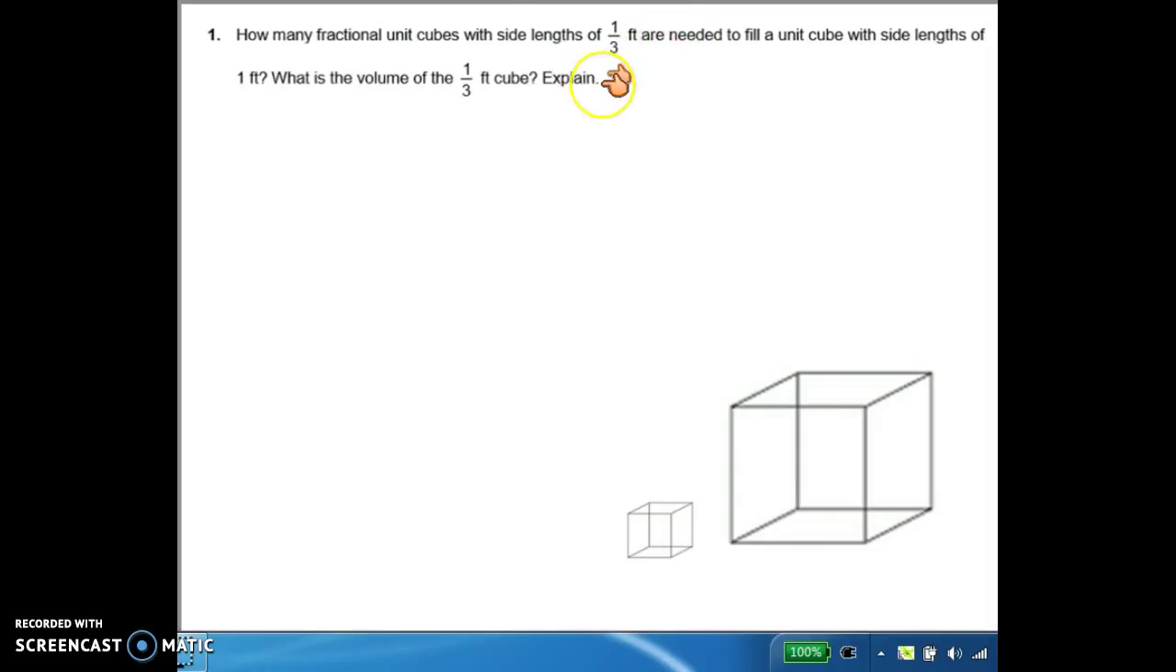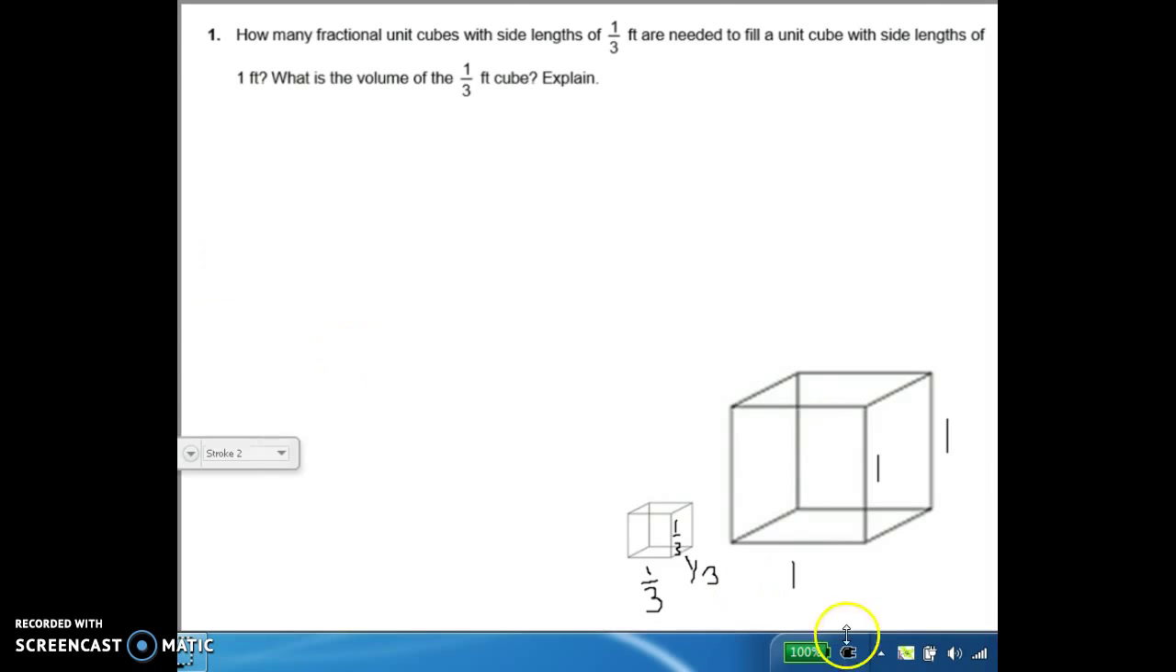So there's two different questions there, and you know I like to add the visual element for those of you who are visual learners. So here we have a 1 foot cubed, 1 foot by 1 foot by 1 foot, and this little cube is 1/3 of the size of that big cube. Each side is 1/3 of the size of it, and the length, width, and height are all 1/3 of the side. So the question is asking us how many of these little cubes could fit inside of this cube right here.